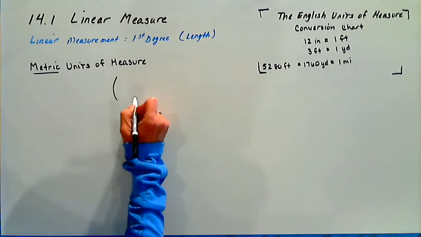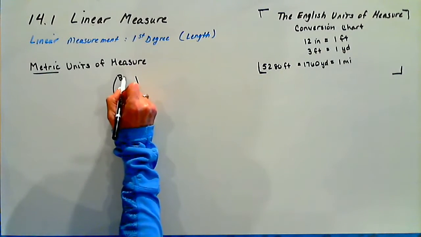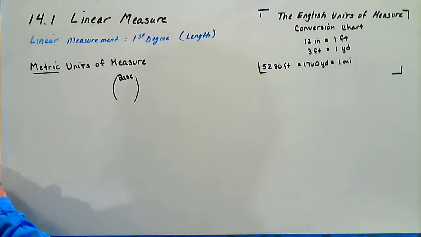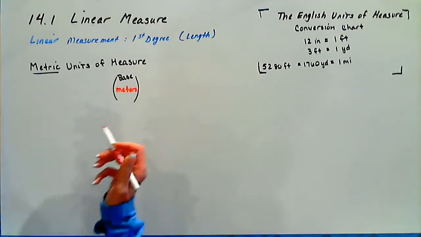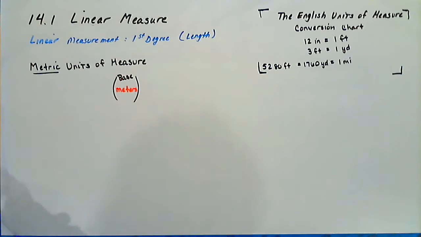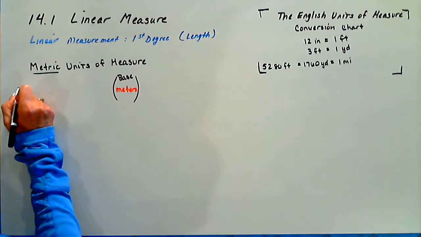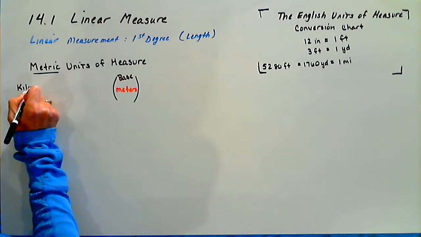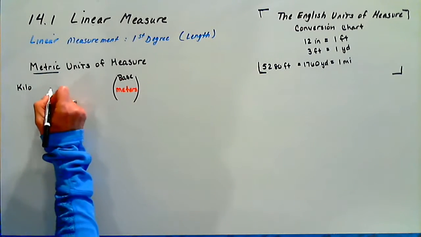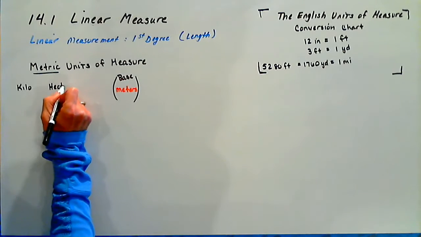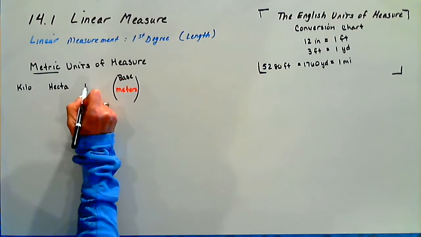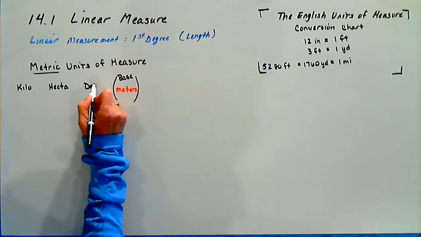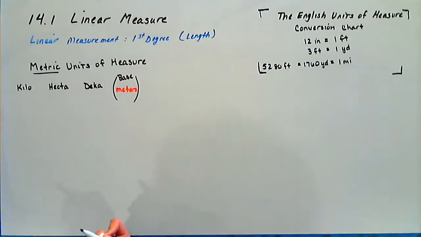If we start with whatever our base is, okay, so in this case, we are starting with meters because we're talking about length. And a meter is a little bit longer than a yard. It's about 39 inches, not quite. We just need to remember the prefixes. The largest prefix is kilo, so we would have kilometer. Then we have hecta, hectometer. Then we have deca. Sometimes you see it with a C, oftentimes you see it with a K, decameter.